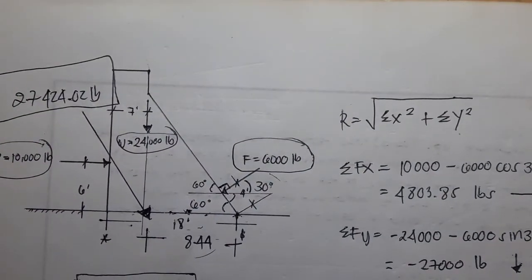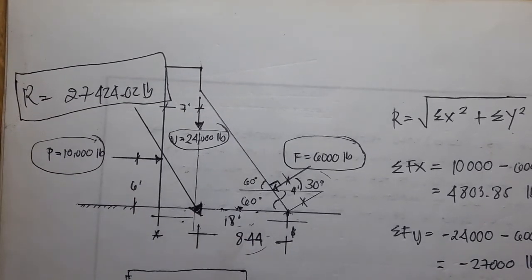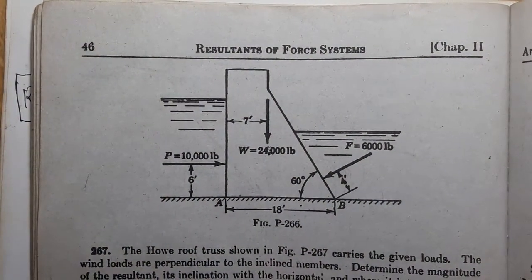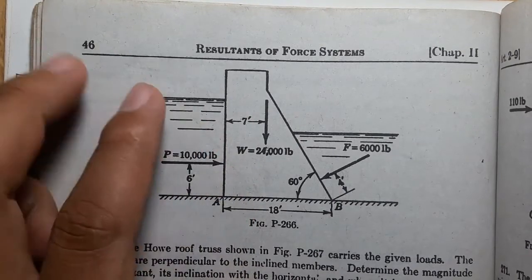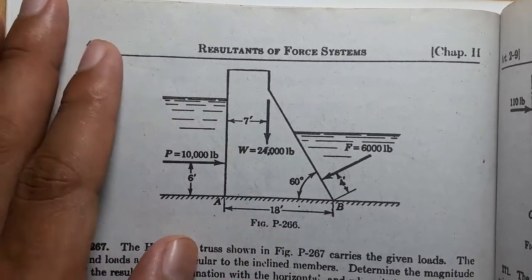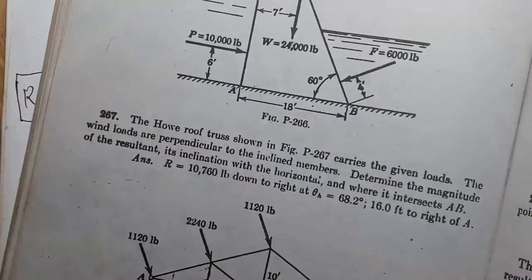So that is how you solve this problem. Again, this is our problem, and we are asked to find the resultant and its location and direction also. Next, we have another problem here.